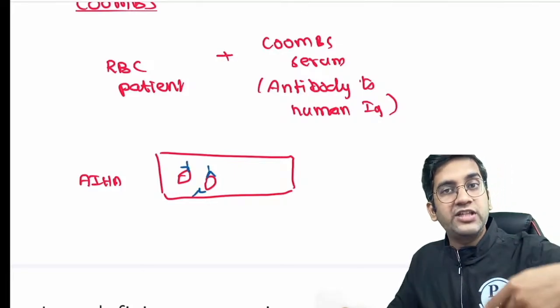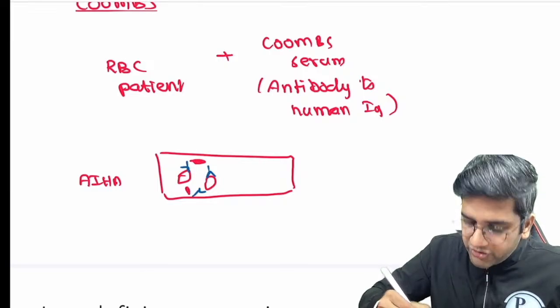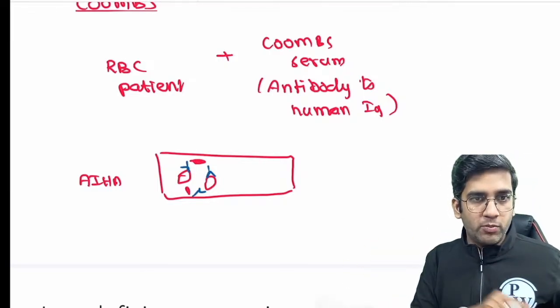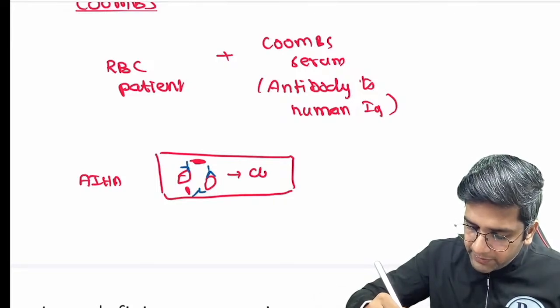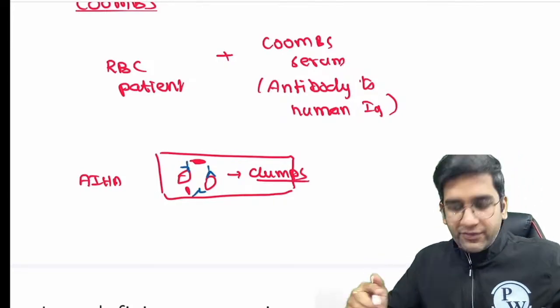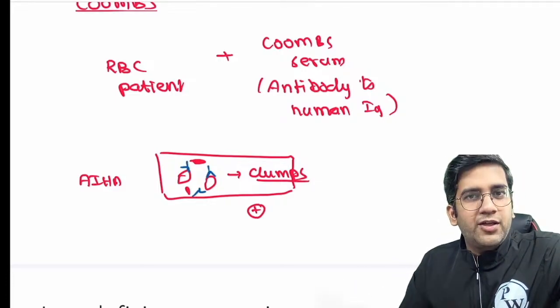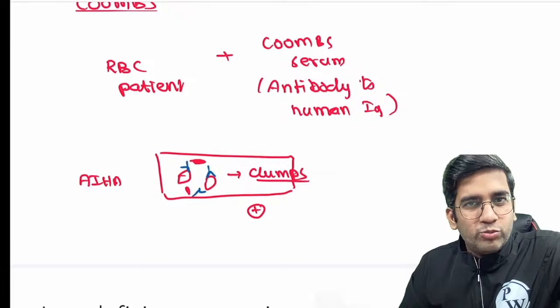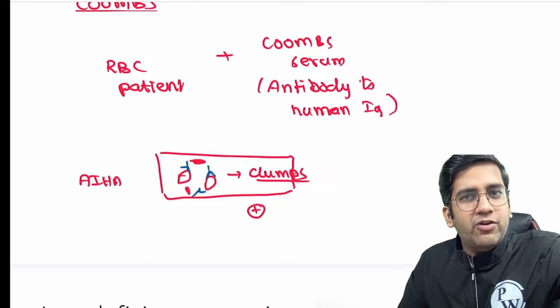So now I add Coombs serum to it. Because it is an antibody to human immunoglobulin, it will bind to the immunoglobulin attached there. This will cause clumping, or agglutination. If clumping is seen, we call it Coombs positive. Like I said, similar to blood grouping. You must have added anti-A, anti-B and anti-Rh to blood. Same thing. If it's their antibody, it will bind and form clumping.